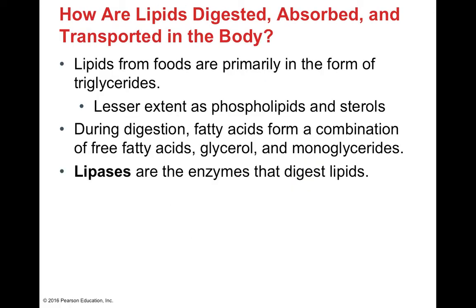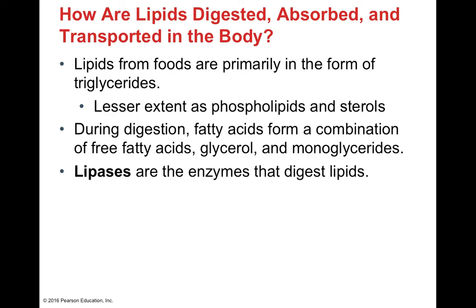Now, so we talked about what lipids are. Let's talk about how lipids are utilized by the body. How are they digested? How are they absorbed across the intestinal wall? How are they transported throughout the body to whatever site they're going to be delivered? Now, lipids that come in from foods primarily come in the form of those triglycerides that we talked about, right? A glycerol head with the 3 fatty acid tails. To a lesser extent, we also are going to encounter phospholipids, again, from cell membranes, and sterols.